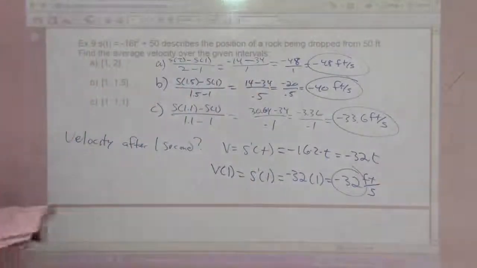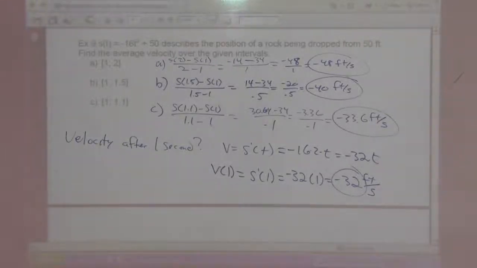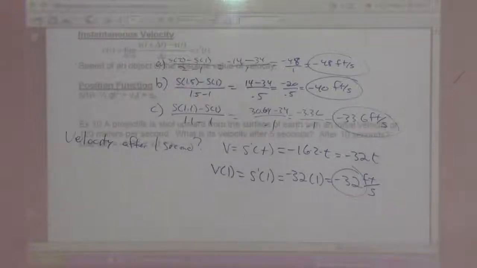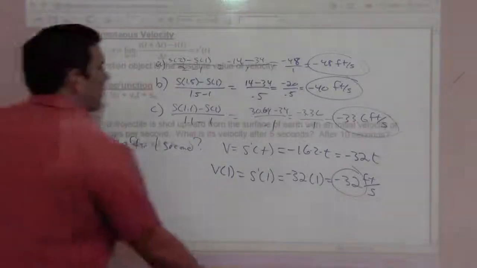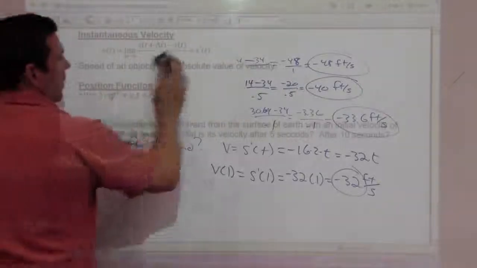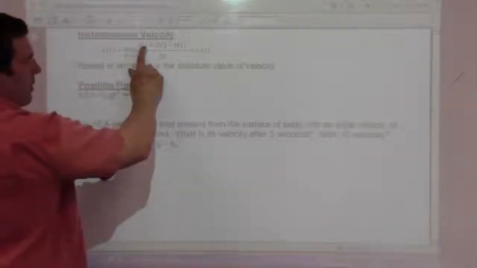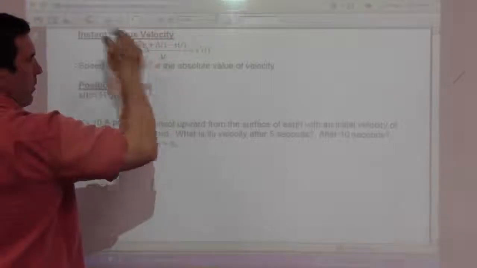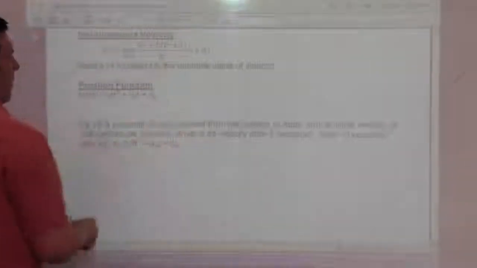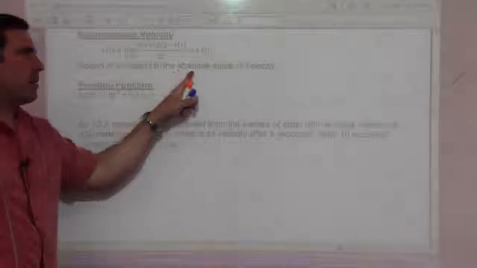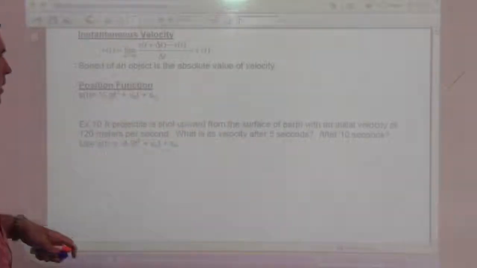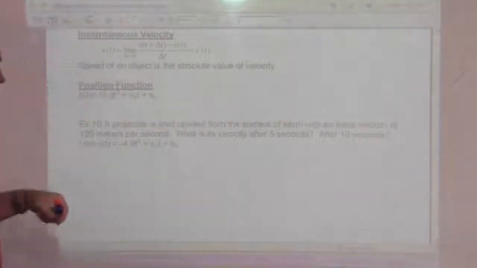Okay, let's go on to the last page here. Kind of let the cat out of the bag, but here we go. Instantaneous velocity v is the limit as delta t goes to 0 of s of t plus delta t minus s of t over delta t. That's s prime of t. So the speed of an object is the absolute value of the velocity. So velocity could be negative, but speed is the absolute value.